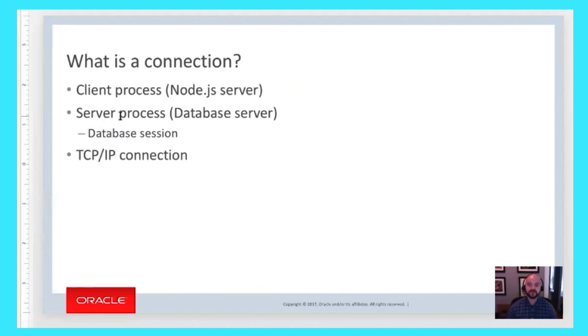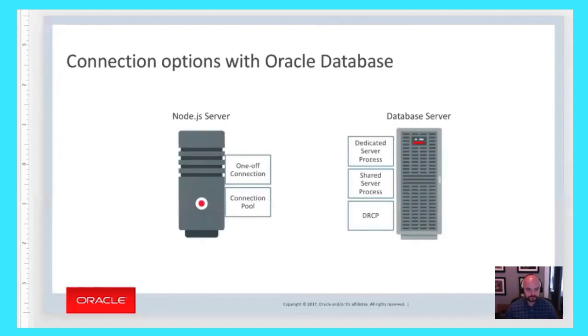So when you think about the server process, there's going to be some memory set aside for that process to work, but also the database session itself will also see some memory allocation necessary. And of course, these two processes need to be connected by some means to communicate. And the way that's typically going to work with node-oracledb is over a TCP/IP connection. So that's what we're talking about when we're talking about a connection.